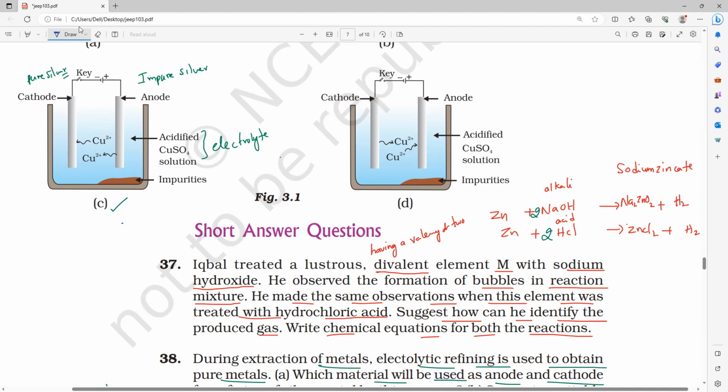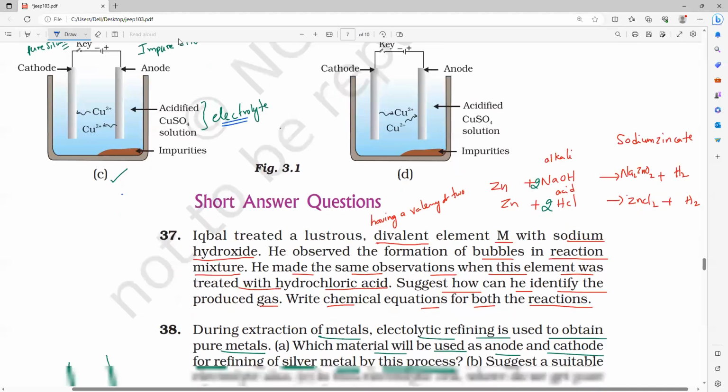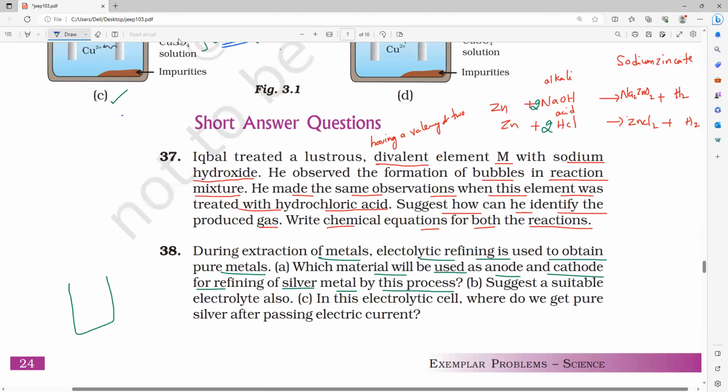So what is the electrolyte, anybody here? In case of silver, can you tell me? Here, for copper extraction, copper sulfate is the electrolyte. Now what are we doing here? You can see. Suggest a suitable electrolyte also. Anybody can tell me what the electrolyte is? We can choose it here.